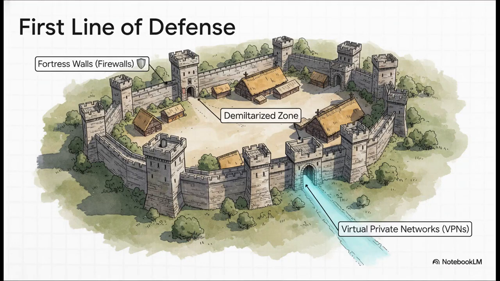Our perimeter defense is really built from three main parts. We've got our main walls, those are our firewalls. We've got a really clever buffer zone called the demilitarized zone, or DMZ, and we have secure, secret tunnels for our trusted friends, which we know as VPNs. Let's dig into each one.